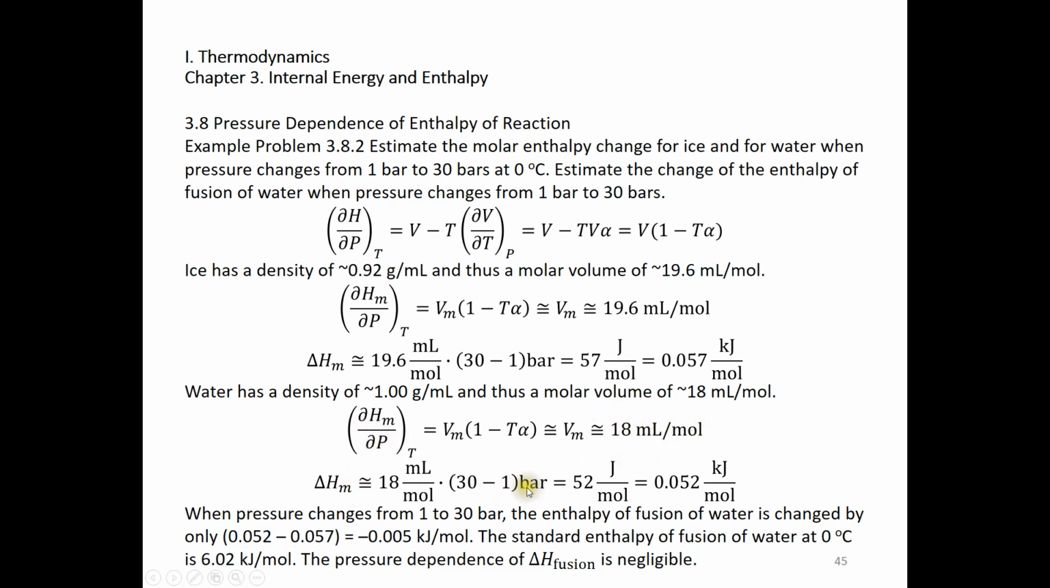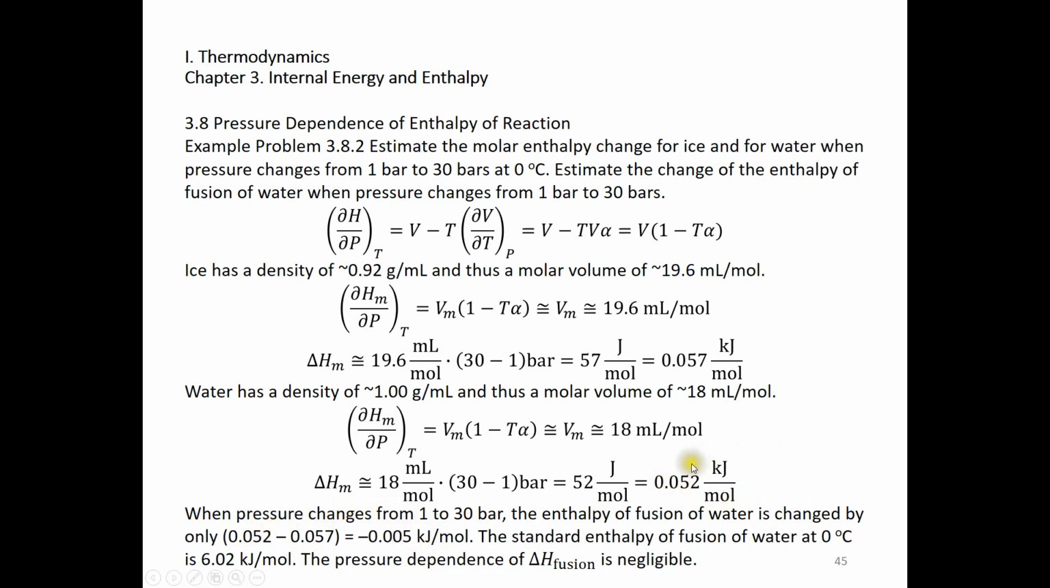Now, what if the pressure changes from 1 bar to 30 bars? How does the molar enthalpy of liquid water change? It's just the molar volume, 18 milliliters per mole, times the pressure change. The result is also very small, 0.052 kilojoule per mole. Now, when the pressure changes from 1 bar to 30 bars, the enthalpy of fusion of water is changed by this much.